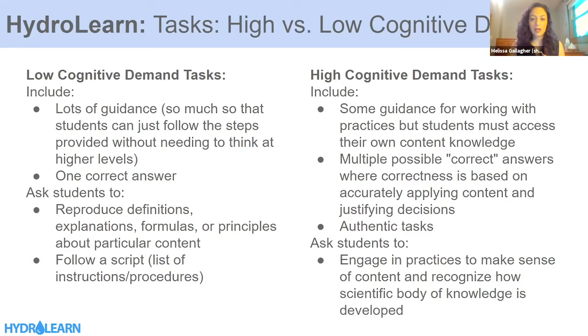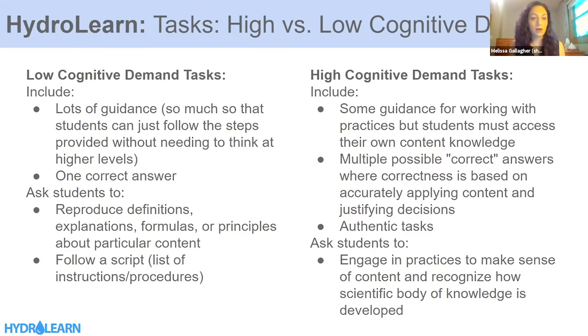So oftentimes people think, oh, low cognitive demand, she's telling me I can't do that. I am not saying that at all. We just don't want only low cognitive demand tasks. We want to push students to think bigger, broader, and to build those higher cognitive skills. Low cognitive demand tasks, as you read in HydroLearn 101, include lots of guidance. So if the text models how to solve an equation and then asks the students to apply that formula using new data, then I'm just asking you to follow the steps or procedure I just gave you.